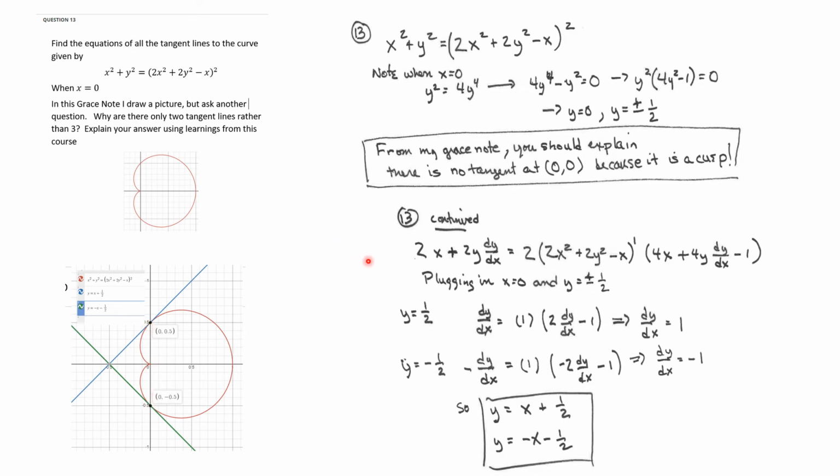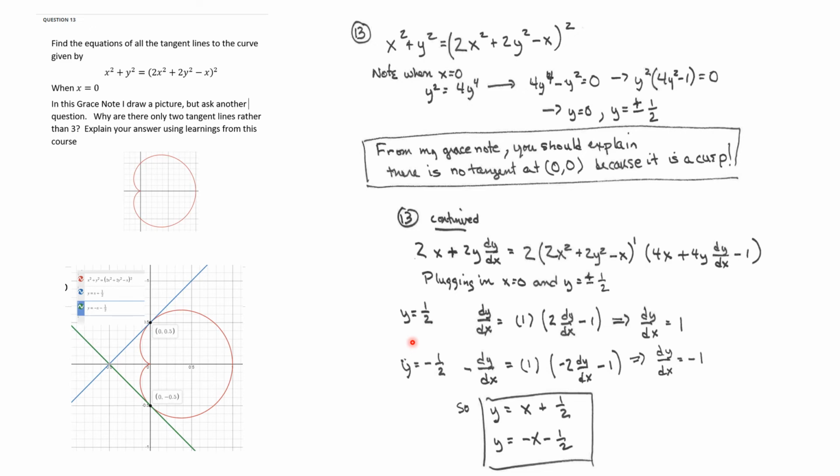Okay, so you continue then. You have to take the implicit differentiation of this expression. And so that's going to be 2x plus 2y dy/dx is equal to, this is 2 times the whole of 2x squared plus 2y squared minus x, whole to the 1, times the derivative of what's inside, which is 4x plus 4y dy/dx and minus 1. So we can plug in x equals 0, and we can also plug in various times y is equal to minus 1/2 or plus 1/2.